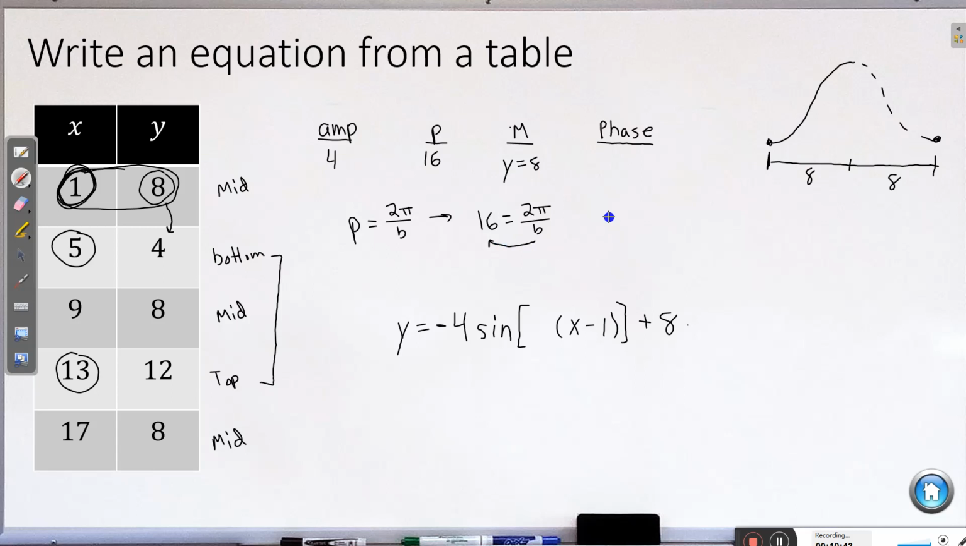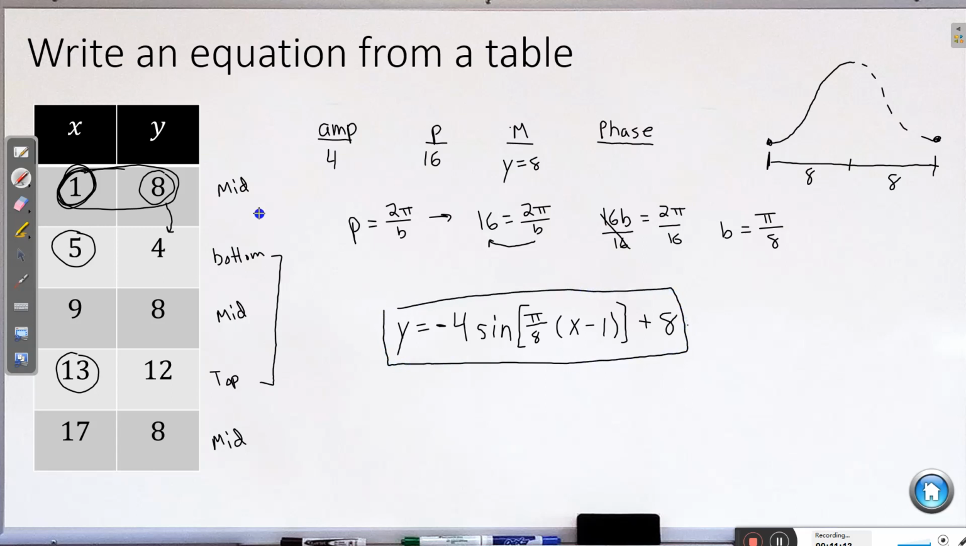Multiply the b over. So it's 16b is equal to 2 pi. Divide both sides by 16. And b is equal to, that reduces to pi over 8. So that is the number that goes in the equation, pi over 8. So there is our completed equation to go from a table to an equation. You have to find the middles, the bottoms, the middles, the tops, and then you can identify your characteristics.